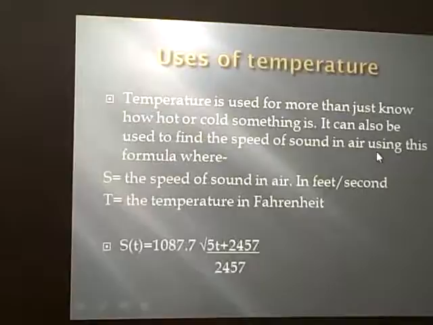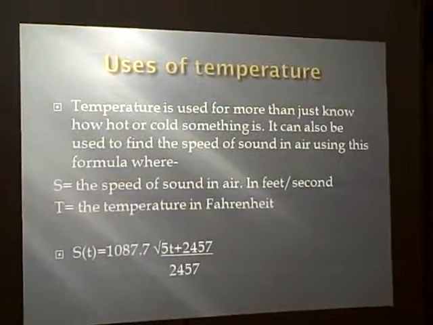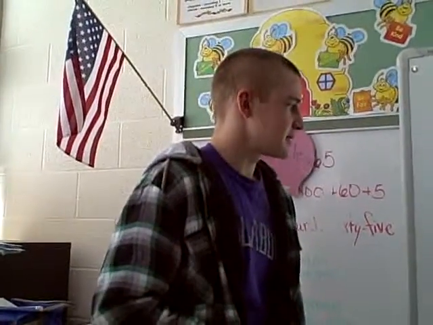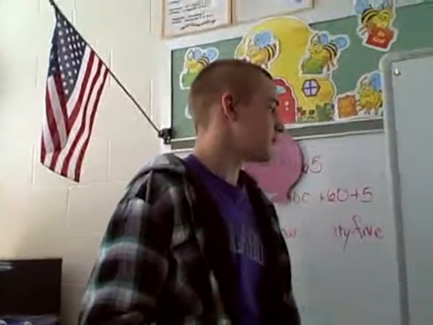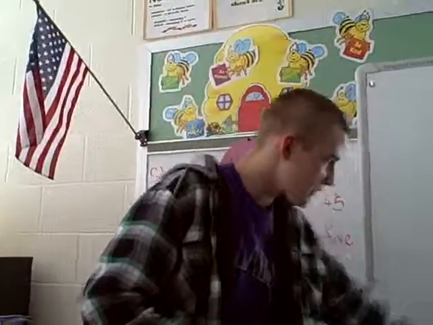There are a lot of different uses for temperature. Temperature is used for more than just knowing how hot or how cold something is. It can also be used to find the speed of sound in air using the formula where S equals the speed of sound in air in feet per second, and T equals temperature in Fahrenheit. You just put them into that formula.